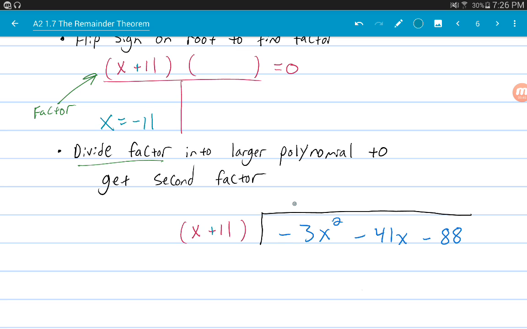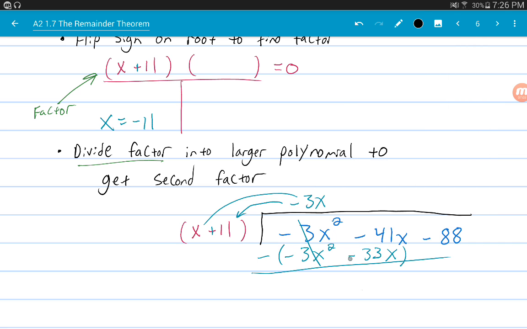X goes into negative 3x squared, negative 3x times. Distributed down gets me negative 3x squared. And negative 3x times 11 gets me negative 33x. Parentheses and subtract. These cross out. Now minus a minus is plus. So negative 41 plus 33 is going to be a negative 8. And then bring down the next term, negative 8.